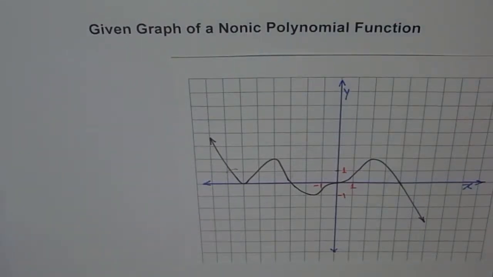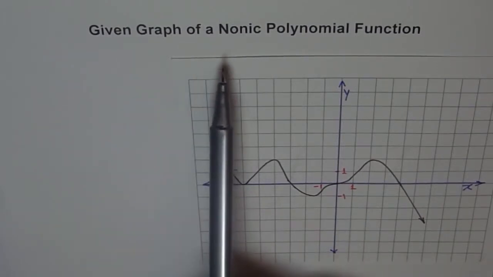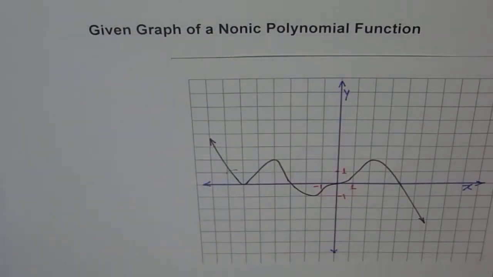Hello, I would like you to have a good look at the graph given here. Well, this is the graph of a nonic polynomial function. Nonic means degree is 9, okay? So it's an odd degree, nonic, you can see the characteristic opposite ends, the end behavior, right? You can make out this nonic function, right?